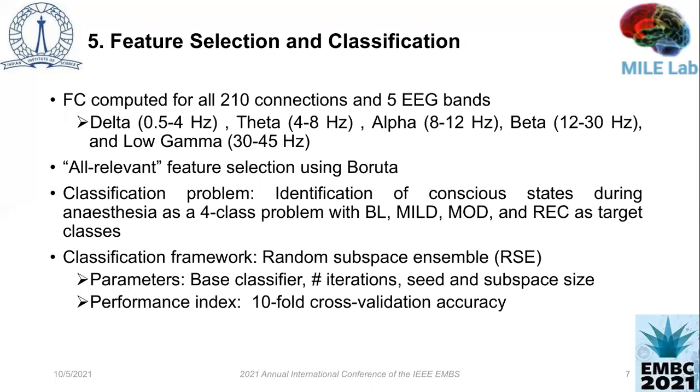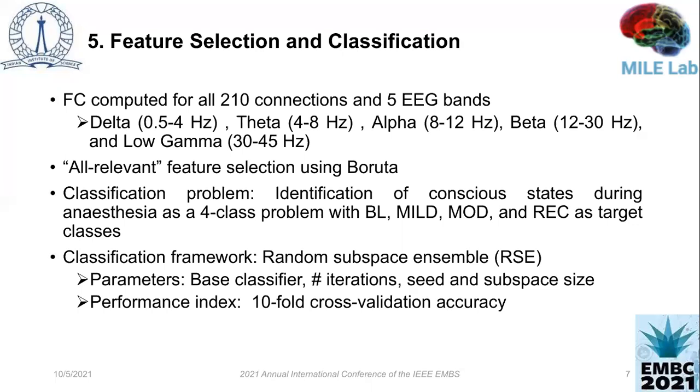Now, functional connectivity between all possible pairs of EEG electrodes was computed using the FC metric, resulting in a feature vector of dimension 210 for each epoch. The computation was done separately for 5 EEG subbands, namely delta, theta, alpha, beta, and low gamma. Further, Boruta-based feature selection was done separately for each EEG band to identify all appropriate functional connections in each band. The Boruta selected connections were further used as features to develop a random subspace ensemble framework for classification.